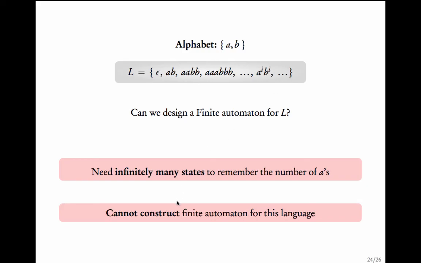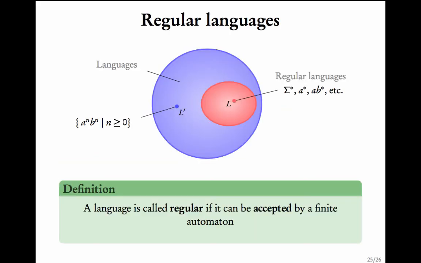This is not a proof, this is just an intuition. There are proper proofs to say that we cannot design a finite automaton for this language. However, we do not have to bother about them. The point to note is that there are languages for which you cannot construct finite automata. Hence, we can make this definition.